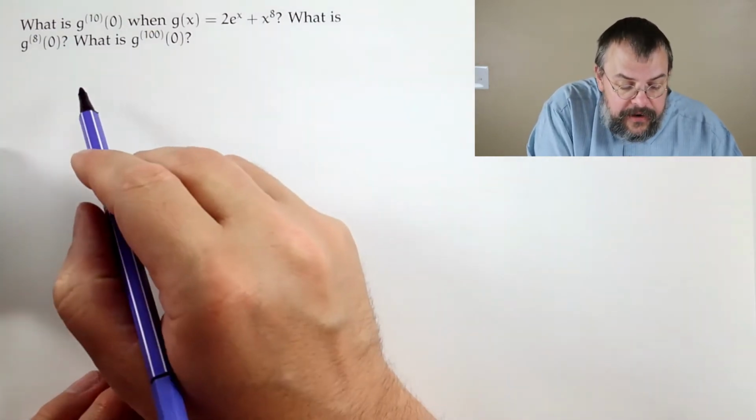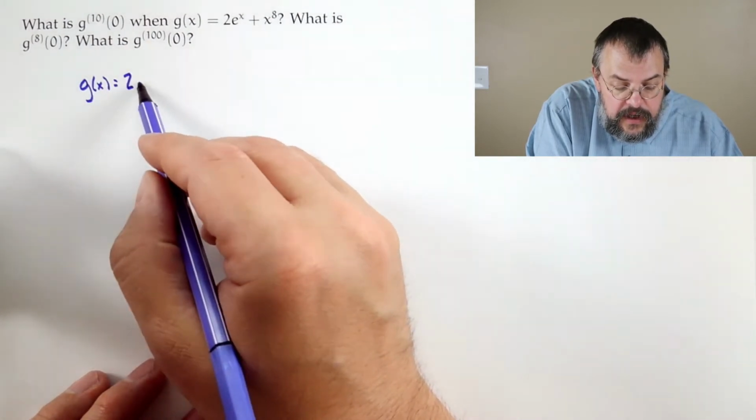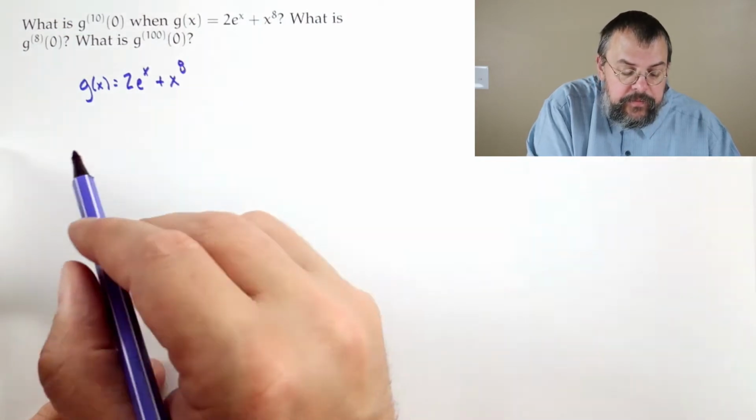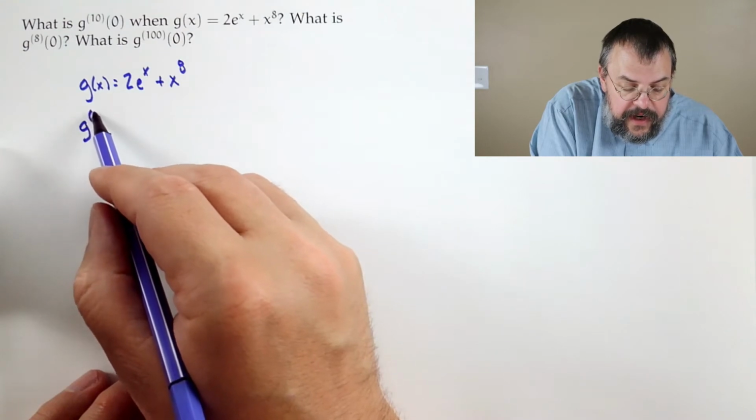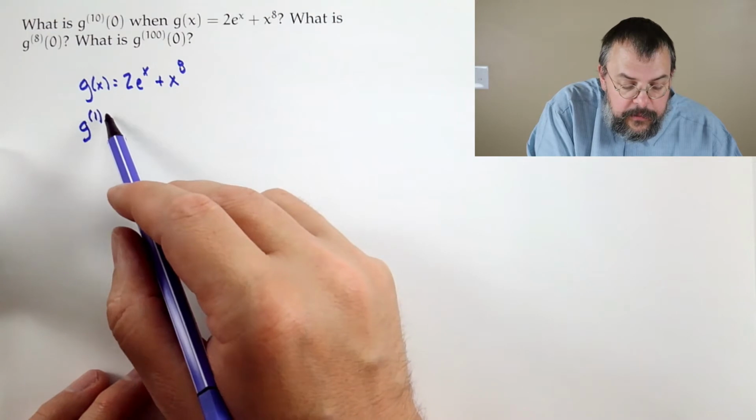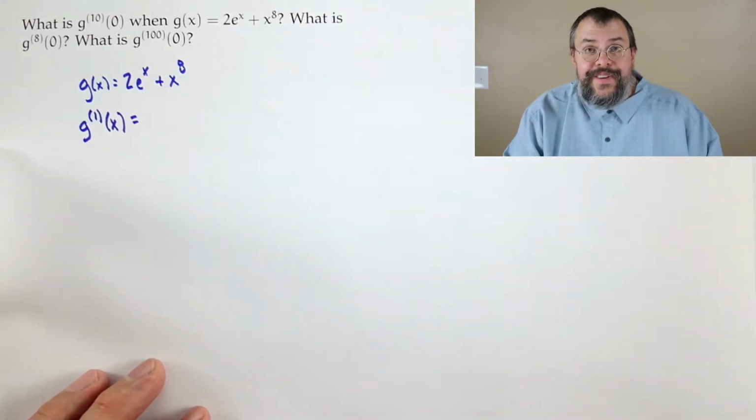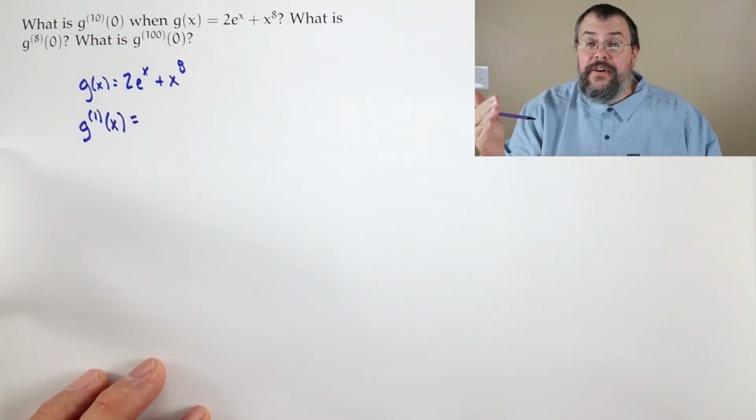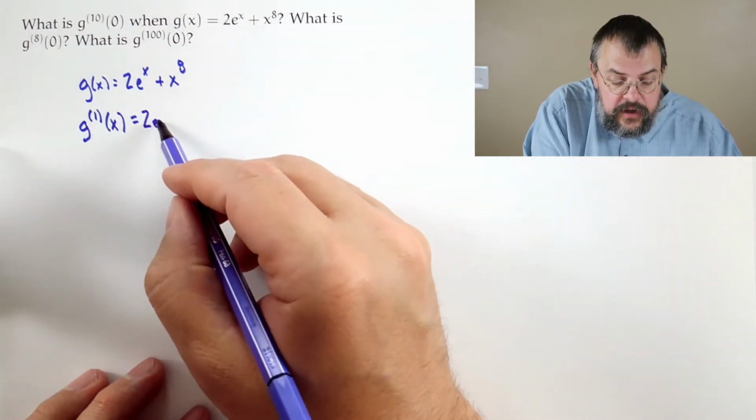All right, so we have our function. g of x is 2e to the x plus x to the 8th. Now we'll start with our first derivative. I'm just going to go ahead right away and start using g prime. That notation means the first derivative. One derivative has occurred. Now, let's do our pieces. Derivative of 2e to the x? Well, the 2 is a constant, and the derivative of e to the x is e to the x. So it's 2e to the x.